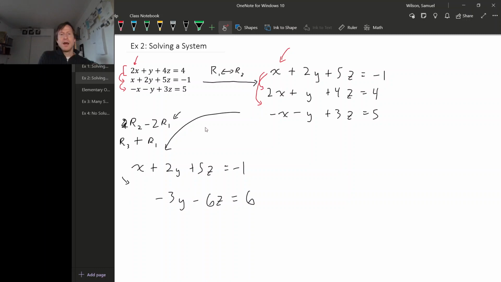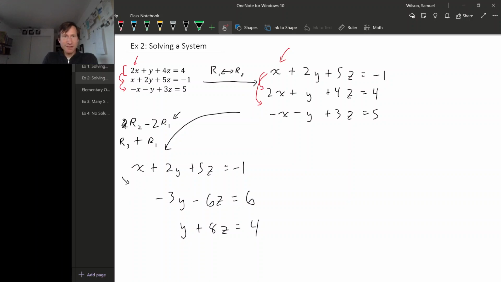And then for row 3, we're going to take row 3 and add row 1. So minus x plus x is no x's, minus y plus 2y is y, 3z plus 5z is plus 8z. And then on the right-hand side, 5 minus 1 is 4.